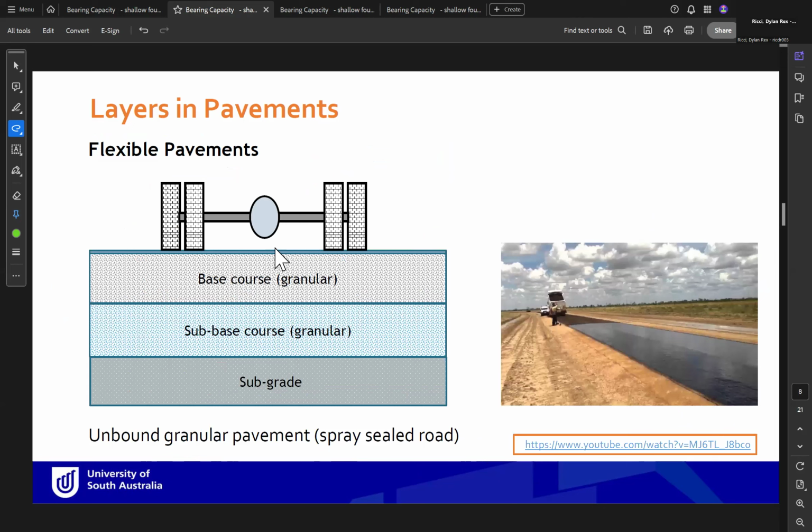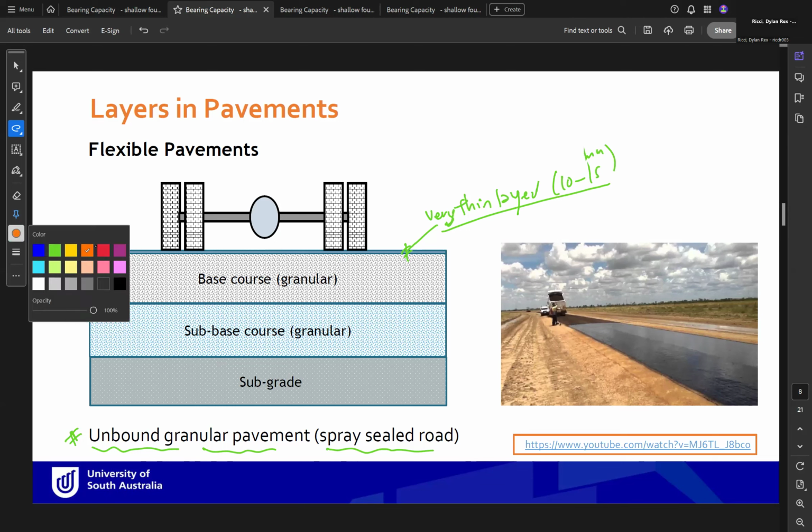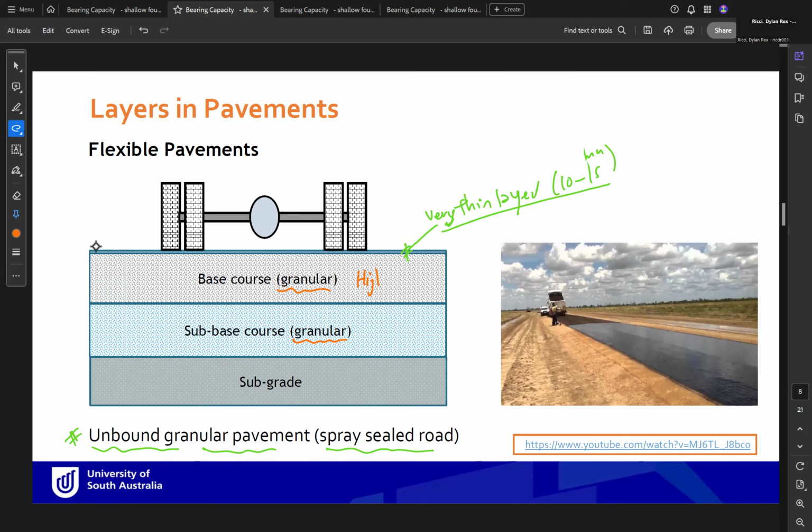Another type of flexible pavement, if you can see here, is called unbound granular pavement. So this is another technique, or called spray sealed routes. The spray sealed route consists, sorry, of a very thin layer, maximum 10 to 15 millimeter. And again we have the base course from granular material, the sub base course from granular material. Again, this high quality material, this low quality material.